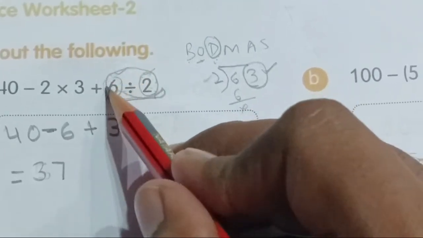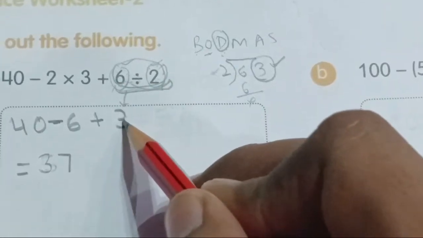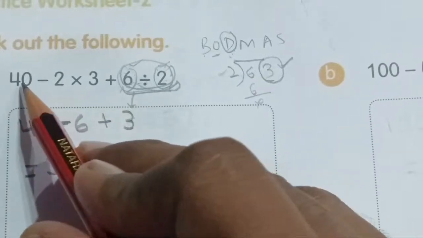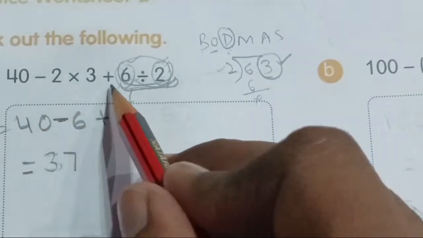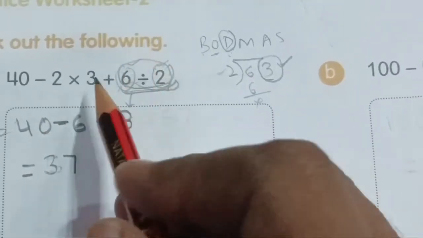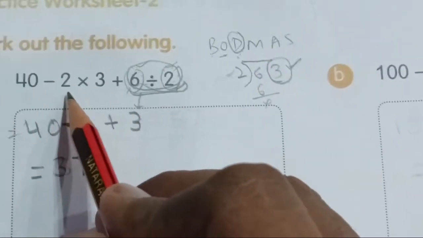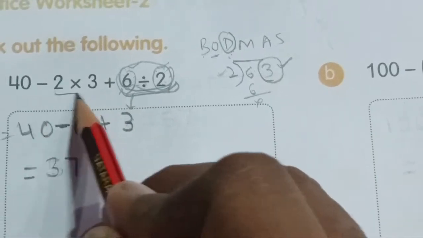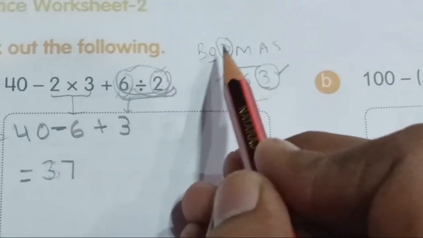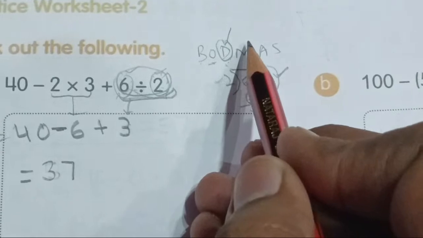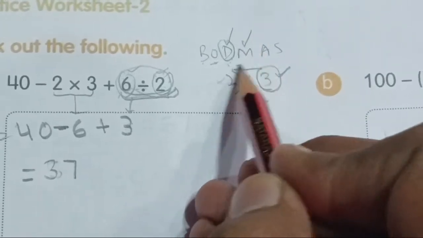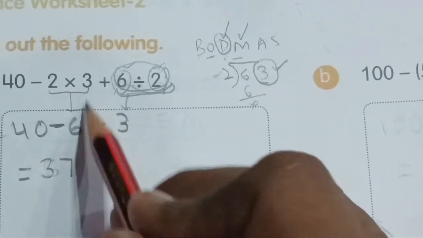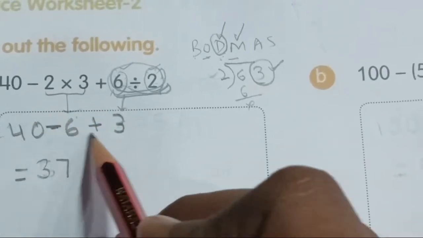After solving these two numbers, you will write 3 here, and whatever was written before, you have to note down as it is. You have noted down plus 3. You have solved the next step also, so after solving this, you can solve this also. 2 3s are 6, because the divide symbol is done, and after that comes M for multiplication. The multiplication is in between these two numbers, so we will multiply them. 2 3s are 6, so 40 minus 6 plus 3.